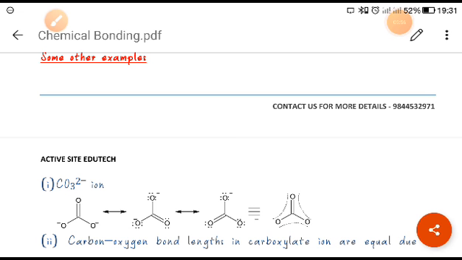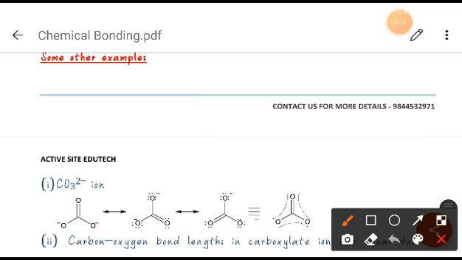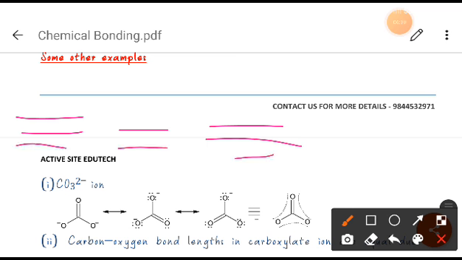So what are the primary conditions for resonance? The first primary condition is that for resonance to occur, there should be double, single, double bonds, or charge, single, charge, or double, single, double. Only then is resonance possible. Otherwise, resonance is not possible, right? So as you can see, double, single, double. Let me give you one more example.